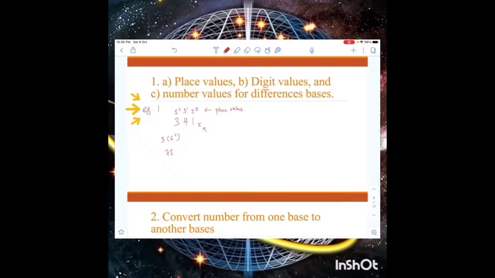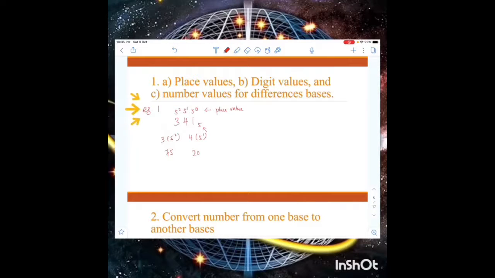If we want to know the digit value of number 4 in this number, we do the same thing. We just use 4 multiplied by the place value, which is 5 to the power of 1, then we have 20.